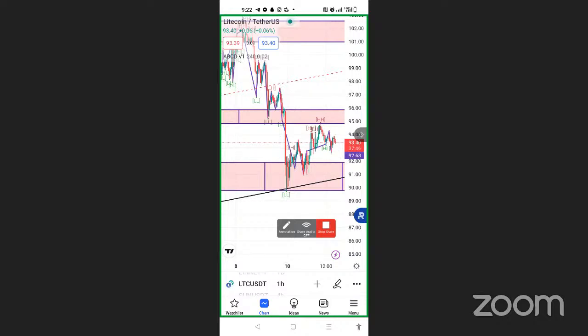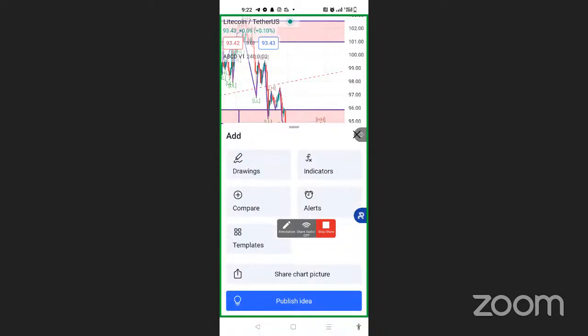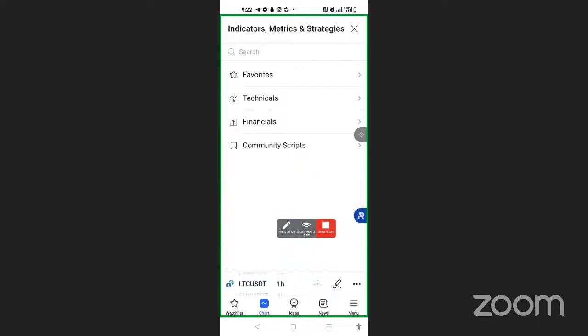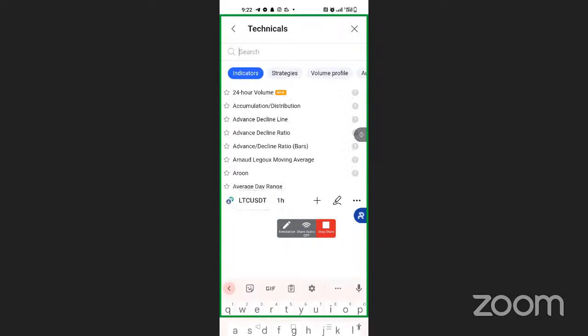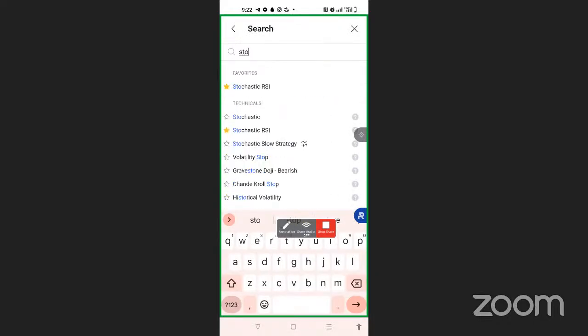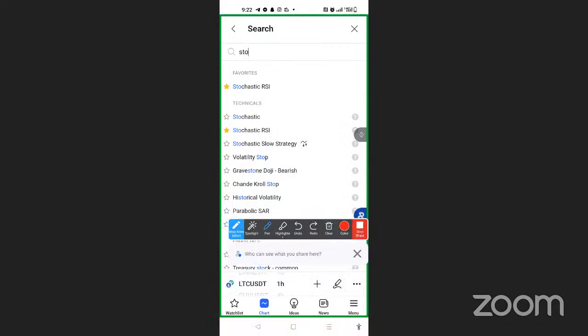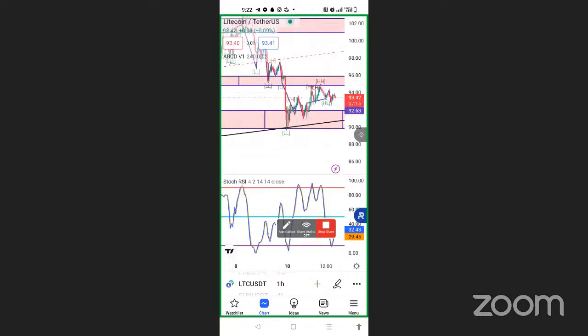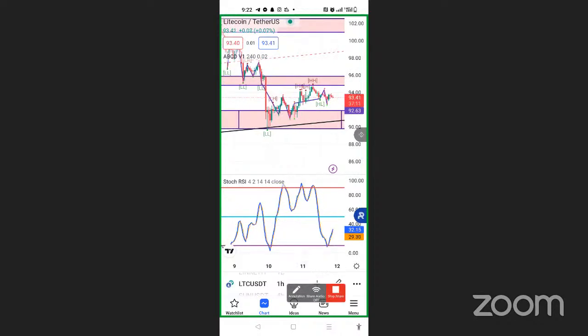Now today, after handling the ABCD V1, I want to go to another indicator, and that is none other than the stochastic RSI. So I'll tap on FX indicators, still go on technicals and write in the word stochastic. So there we go, stochastic. The most important step is to make sure that we choose the stochastic RSI, and there we go on our screen.